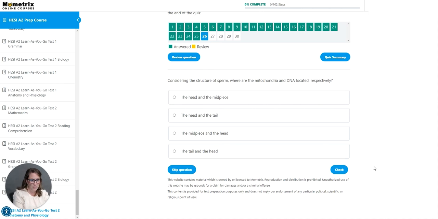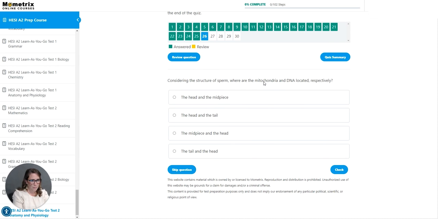Question number 26. Considering the structure of sperm, where are the mitochondria and DNA located respectively? First choice, the head and the midpiece. Second is the head and tail. Third is the midpiece and the head. And then last is the tail and the head.